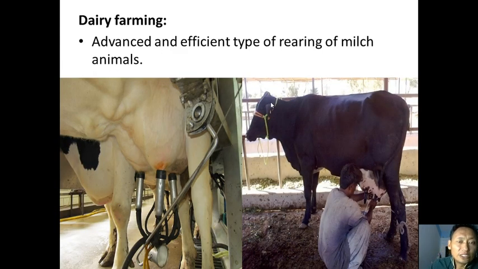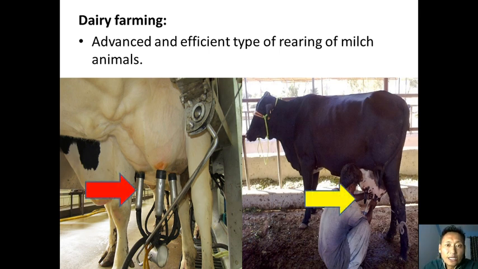The next type of commercial agriculture that we are going to discuss here is dairy farming. What is meant by dairy farming? Dairy farming is the advanced and efficient type of rearing of milk animals. As compared to nomadism and pastoral nomadism, this rearing of milk animals is more advanced and more efficient. Here below we have two images: one is the modern way of milking the animals and another is the traditional way.